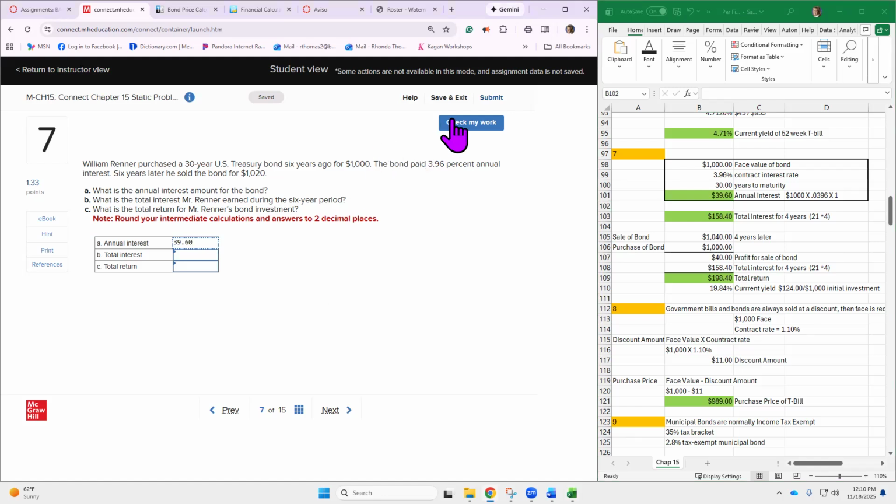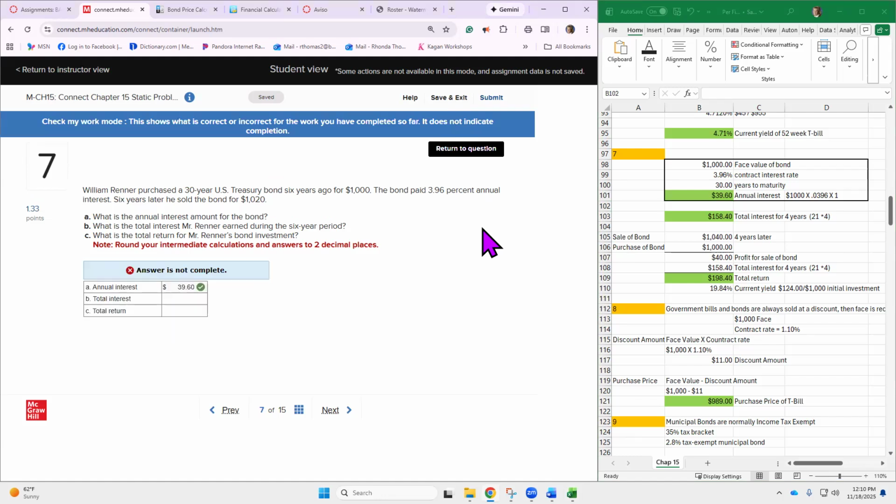$39.6 each year. And then, okay, he did this for how many years? 6 years. Okay, so now we want to take that annual amount times 6 years. Okay, so we're going to take $39.60 times 6.